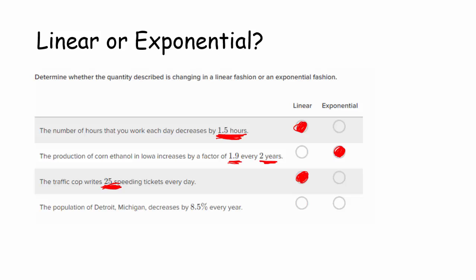The population of Detroit, Michigan decreases by 8.5% every year. So when you're increasing or decreasing at a constant percentage, we've seen, that function is exponential. So there's a bunch of examples, and good luck as you tackle these word problems and applications.